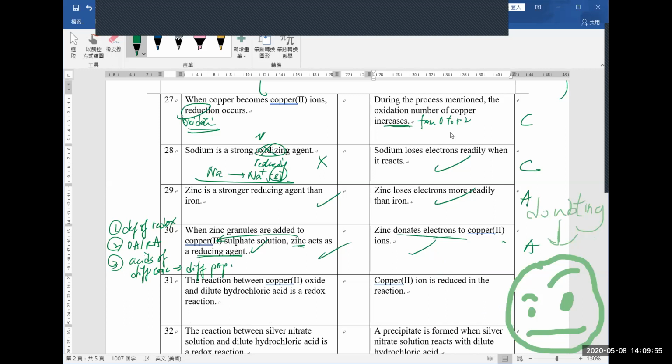Wow, somebody has drawn a very nice picture. Who drew it? Very nice, right?